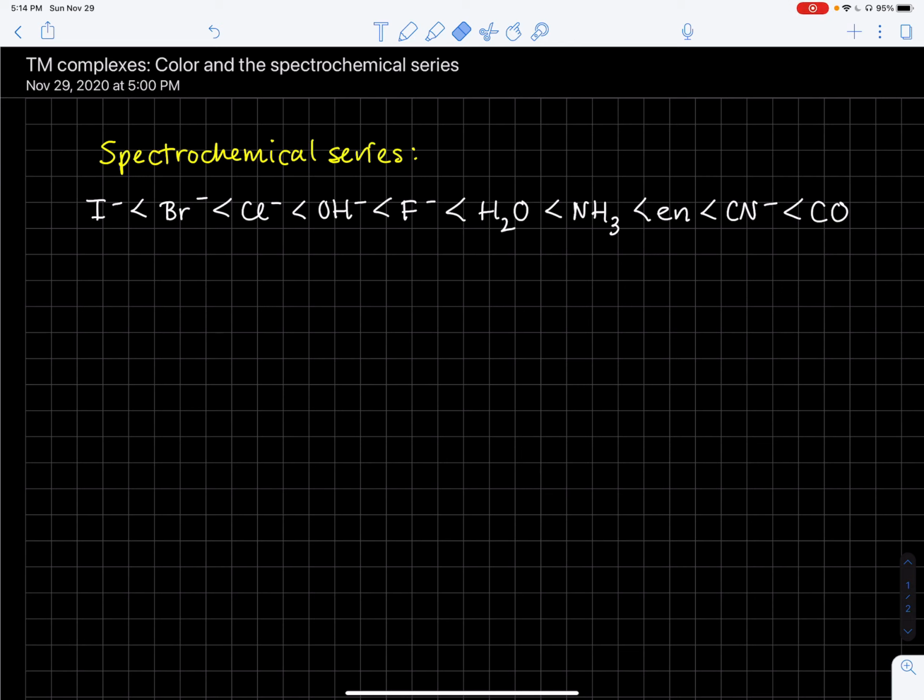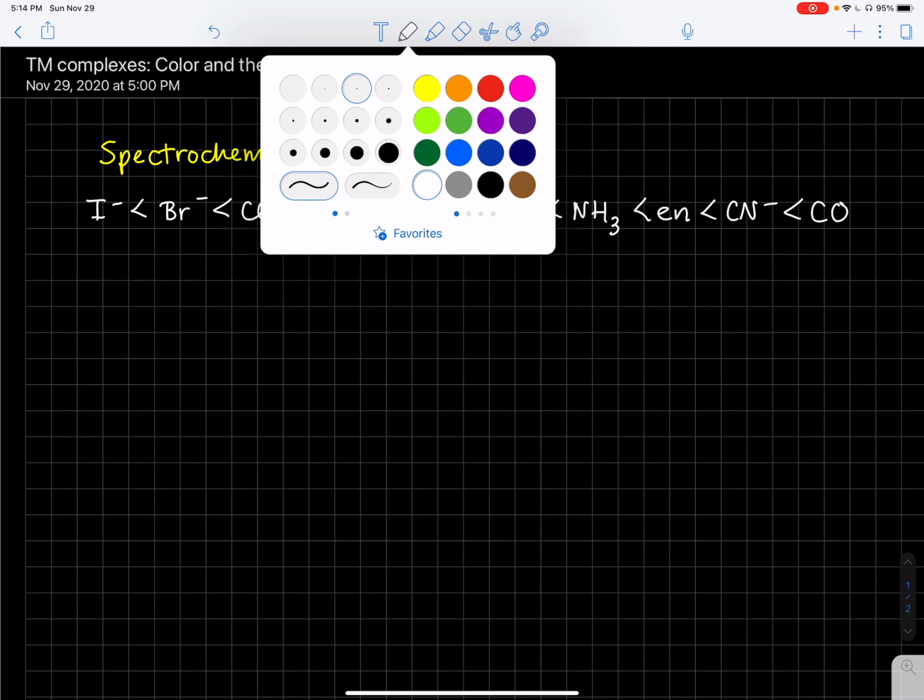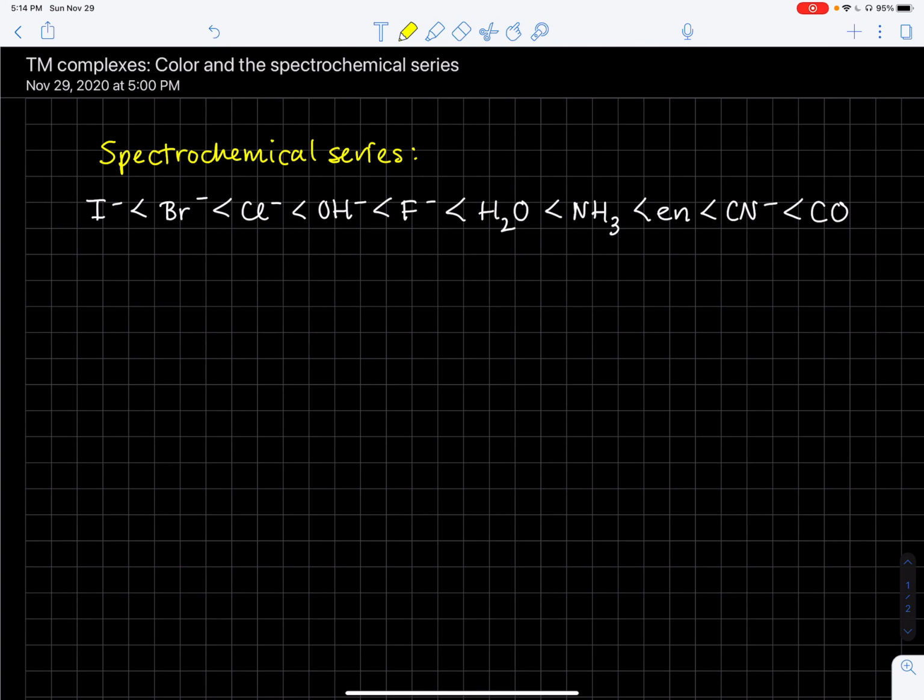Hello, Chem 111. This video is about transition metal complexes and using the spectrochemical series to understand color in those complexes. So the spectrochemical series, or one version of it, is written here at the top of this slide. And what we have is just a series of ligands that we commonly see in transition metal complexes.